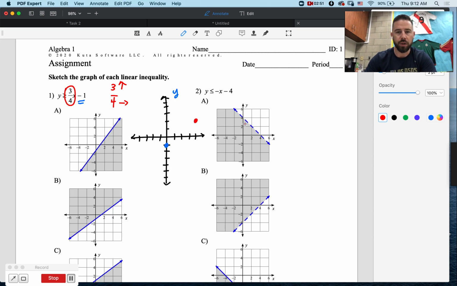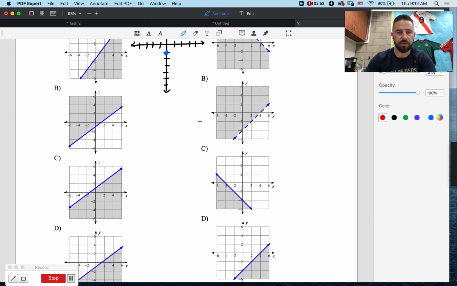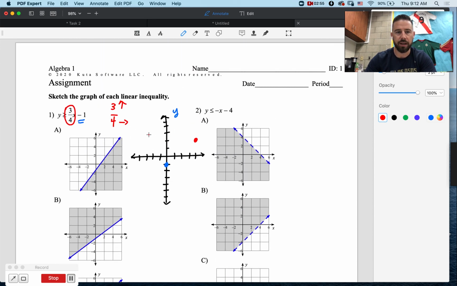Now, what you can see here is some of these lines are dashed and some of them are solid. If you have a line underneath, like a less than or equal to, it's going to be solid. If you don't have this line underneath, it's going to be dashed. So that's one way we can tell that. So that's what we have right now. And you got to figure out shading. Is it shading above or is it shading below?